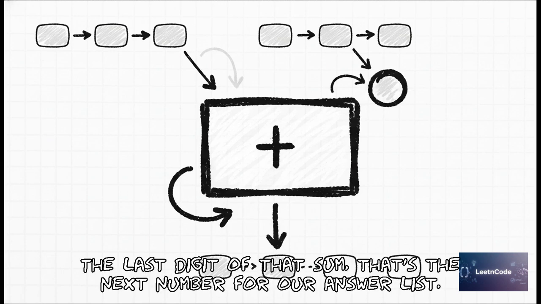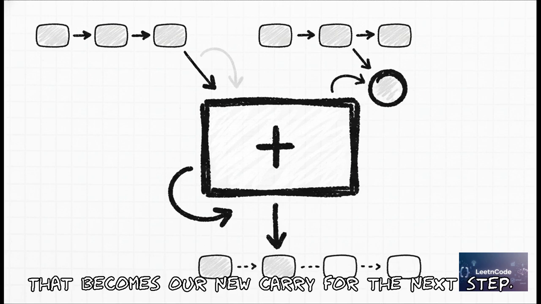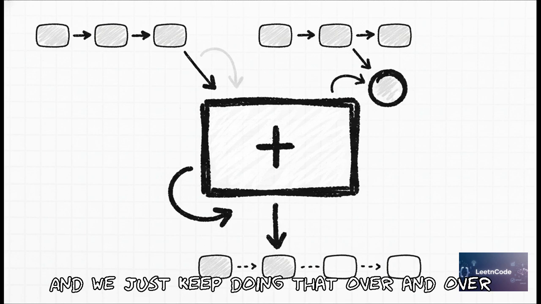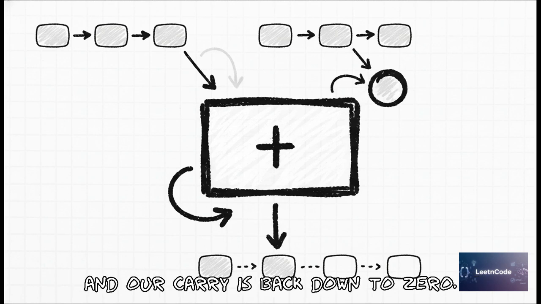The last digit of that sum, that's the next number for our answer list. And whatever is left over, it'll be a 1 or a 0, that becomes our new carry for the next step. And we just keep doing that over and over until we've run out of digits in both lists and our carry is back down to 0.